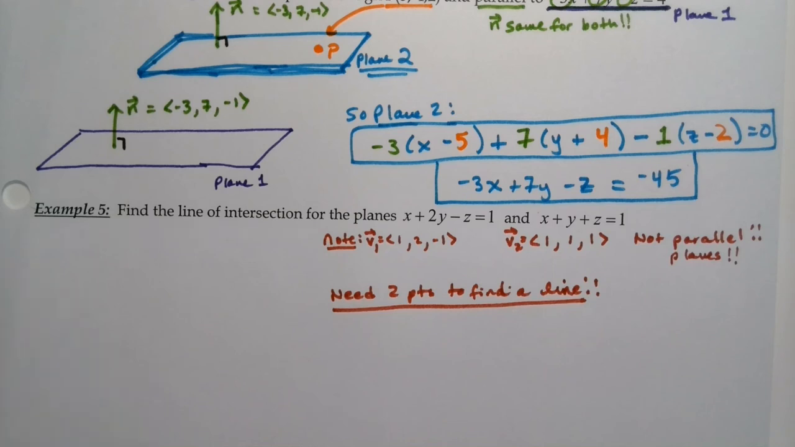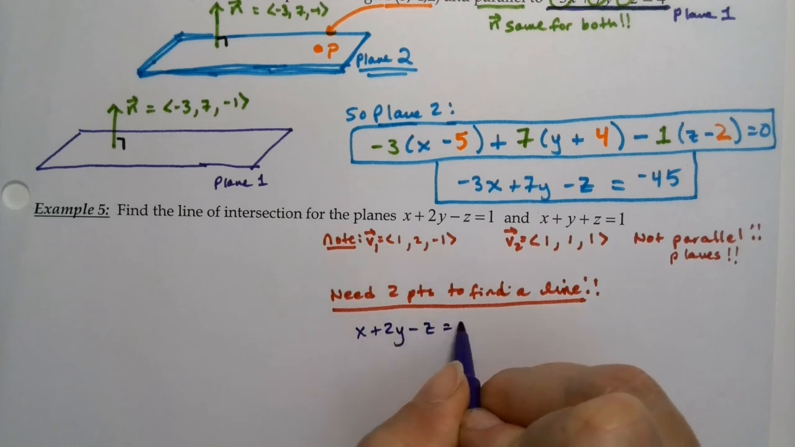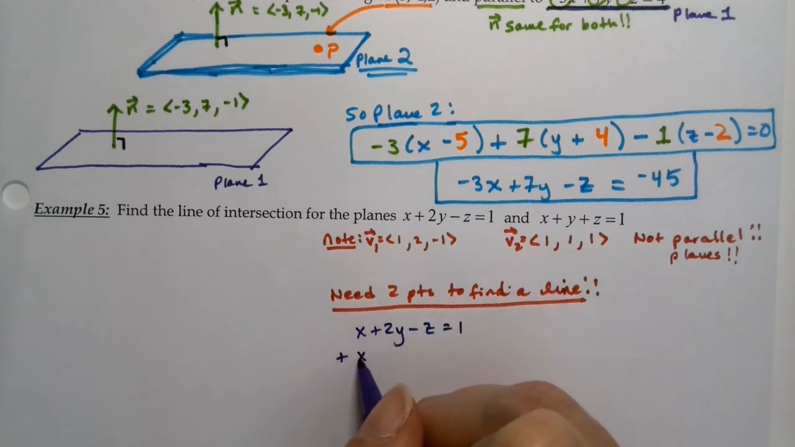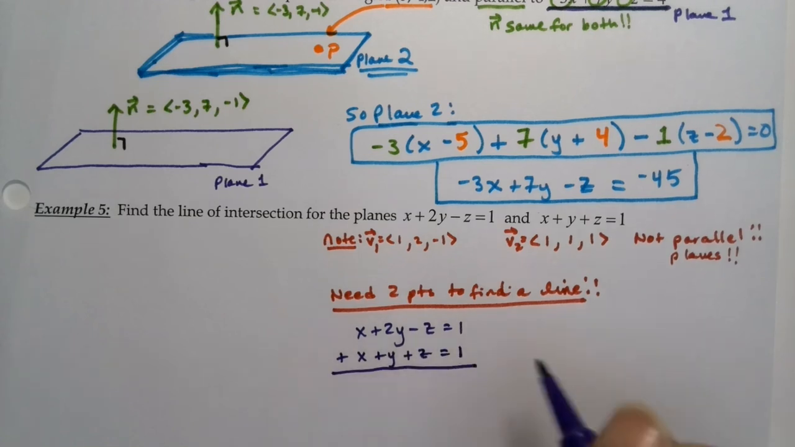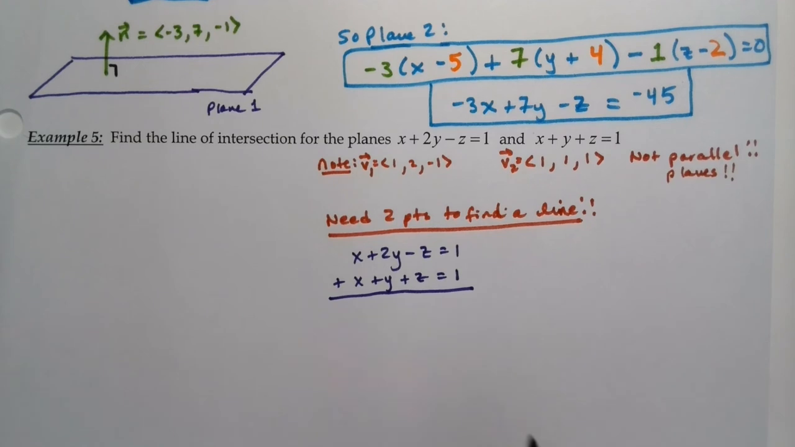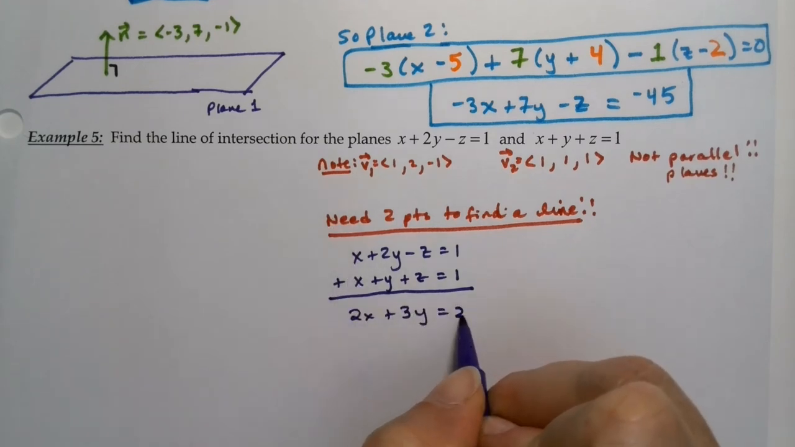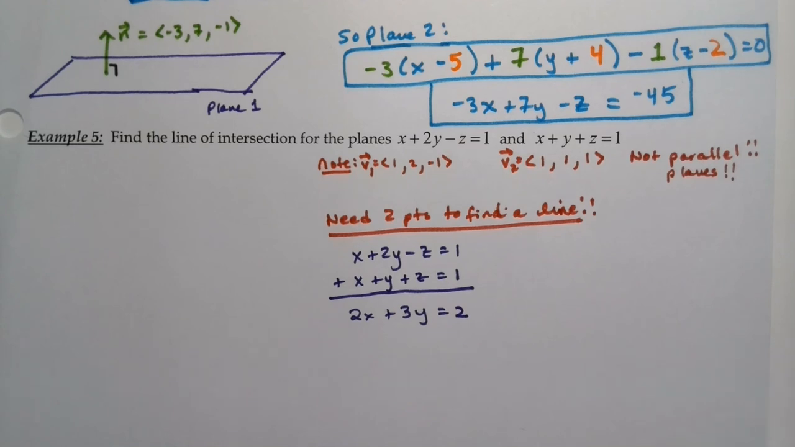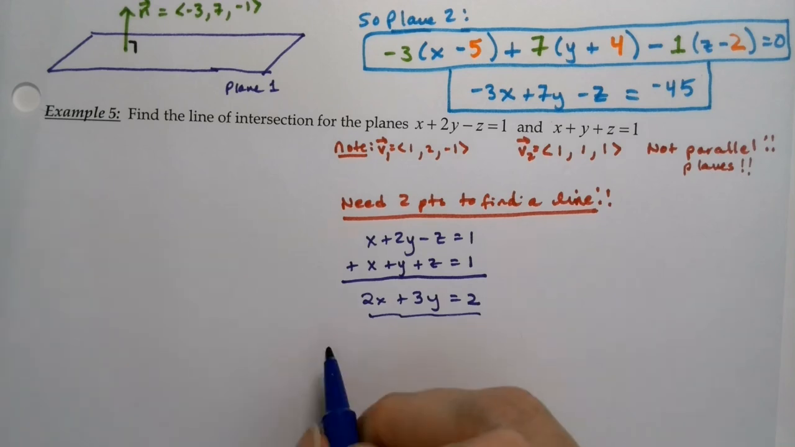Okay, so I'm going to take the first equation, x plus 2y minus z equals 1. I'm going to add to it the other equation, x plus y plus z equals 1. In other words, I'm using elimination. I'm using algebra here. So 2x plus 3y equals 2. So now I'm going to find some points that satisfy that equation. And then I'll find a couple values, and then I will substitute back and find the z value. So let me see here.